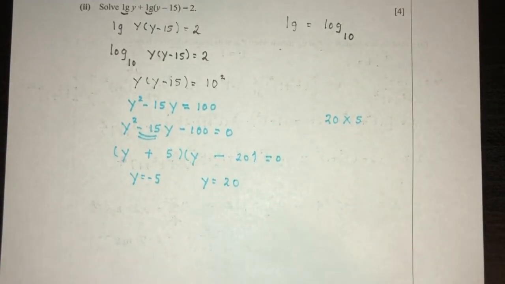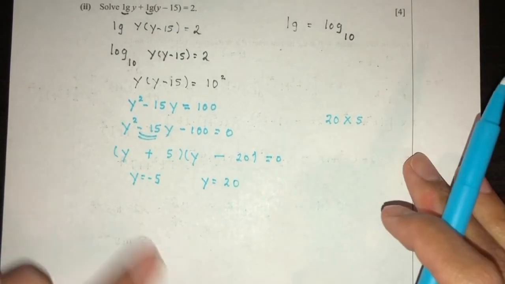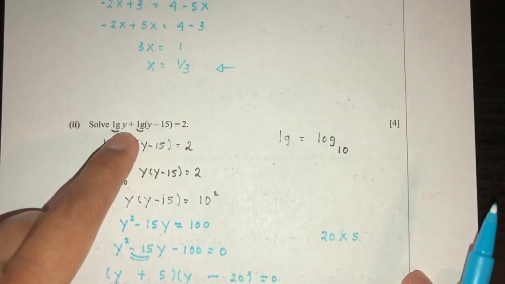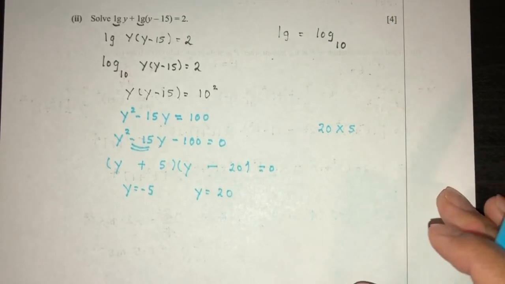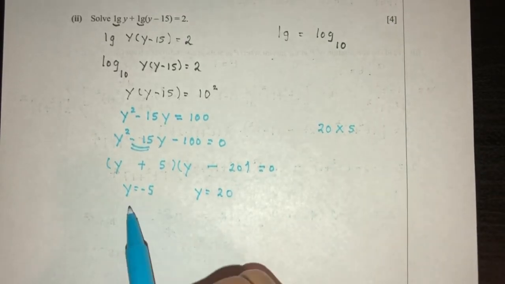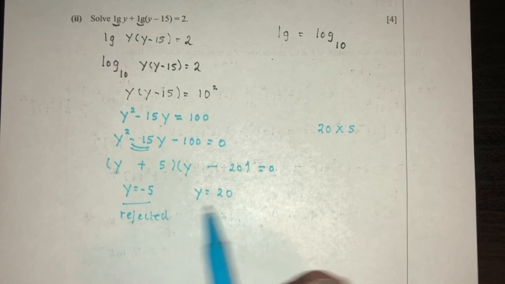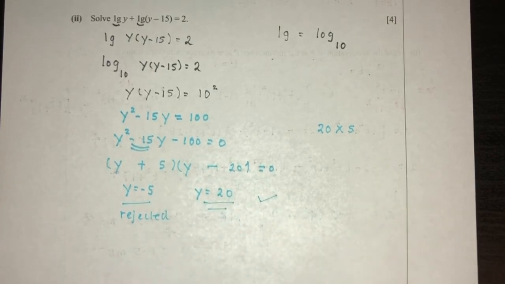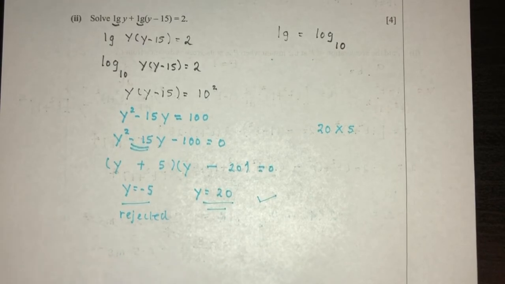Now you have to choose, because if you observe, y will be placed in here, and you have to know that logarithms cannot take negative values, so because of that, this will be rejected. So you have only one value of y, that will be 20, as your answer for y. That is for part A.